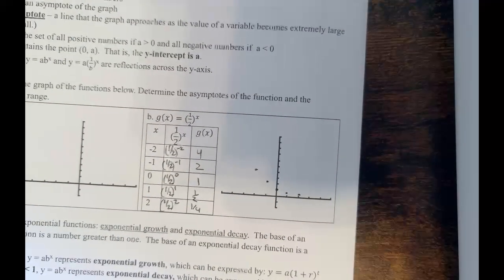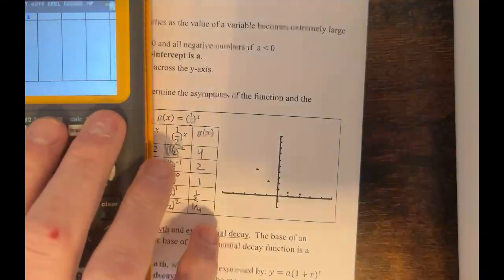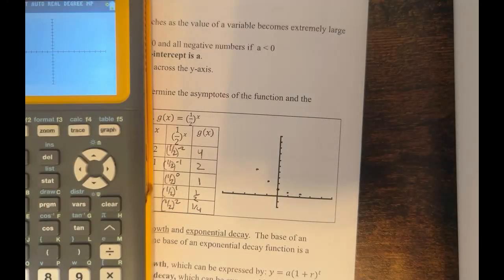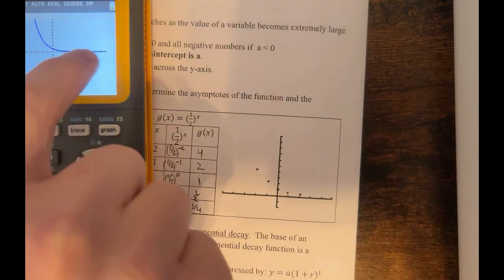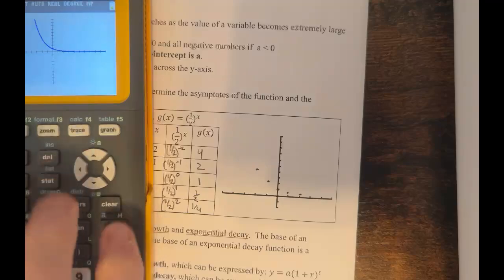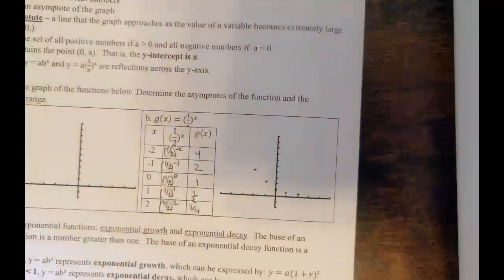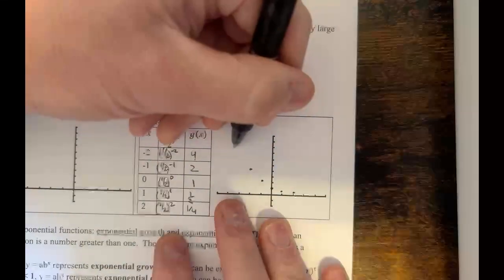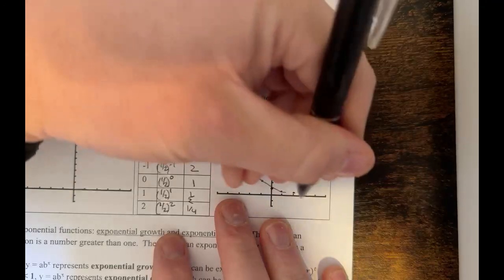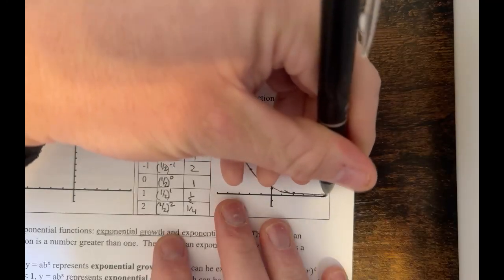I want to show you the graph of this because we have to talk about the asymptote here. This one does have an asymptote. We haven't talked about that yet. This is what we call an exponential decay problem. It's decaying because it's going down: as x increases, y is decreasing. It does not cross the x-axis. It's going down and approaching the x-axis, but it'll never cross it.